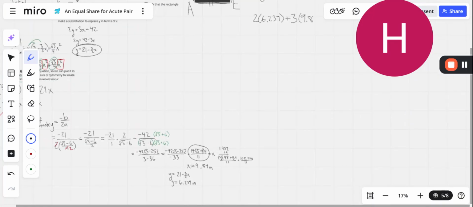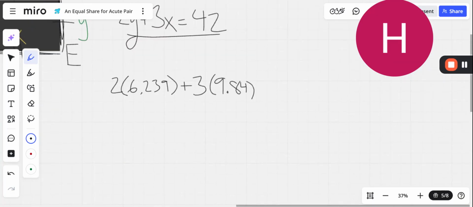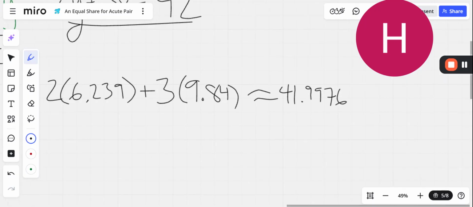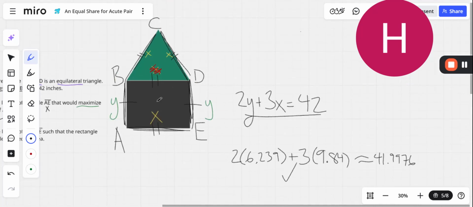9.84. Let's see if that does, in fact, give us approximately 42. Yeah, it gives us 41.9976. So we're looking good. We got the correct value so that this has a maximal area, this entire shape here.